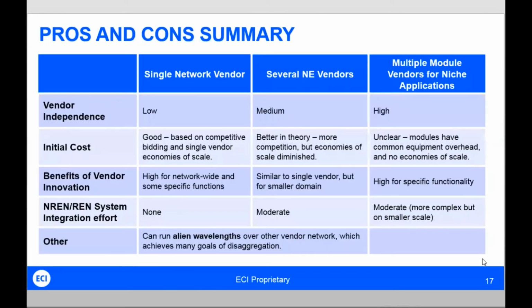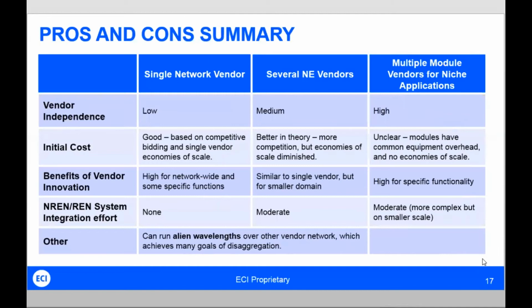So at this stage, what I'd like to do is step back. We took a look at three different types of scenarios for disaggregation. One is what I call a single vendor network. Another is what I call several network equipment vendors. And the third is multiple module vendors for niche applications. And let's see how well we are meeting the types of objectives that we set up at the beginning.